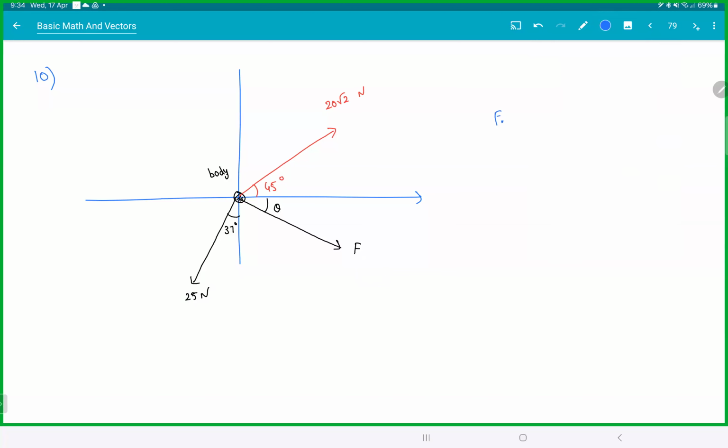So the question is, find F and theta if the body is in equilibrium. You can also say the body is at rest, meaning it's not moving. So there are three forces, 20 root 2, 25, and F. These three together are cancelling out somehow. So find F and theta if the body is at rest. Let's try this. Question is clear, right? Straightforward.